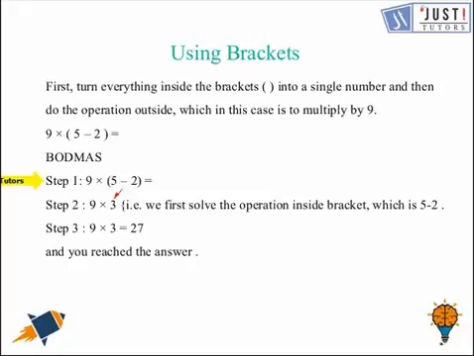And do make sure that when you're solving the brackets and you're writing a single number here, you don't put brackets anymore. You remove the brackets, and this is how we write 9 times 3. Now 9 times 3 is 27. So this is our answer.